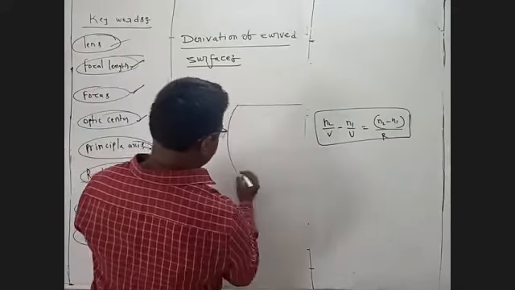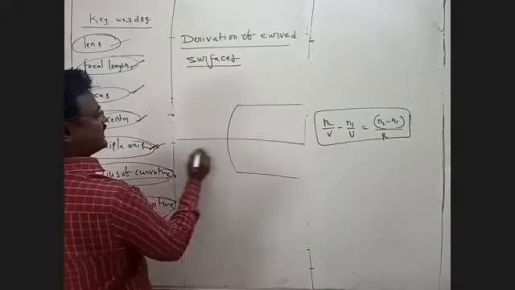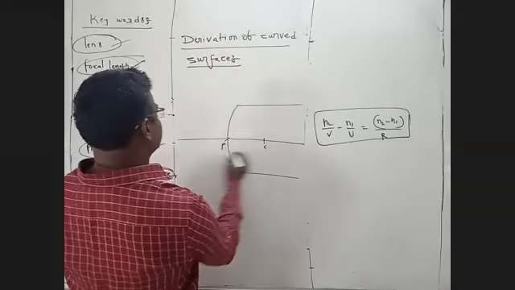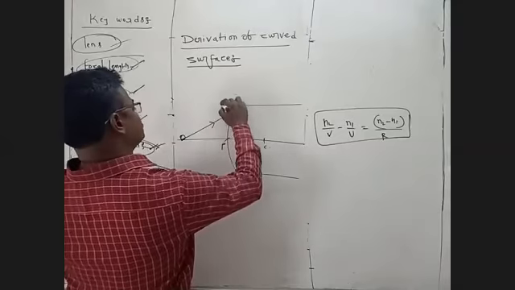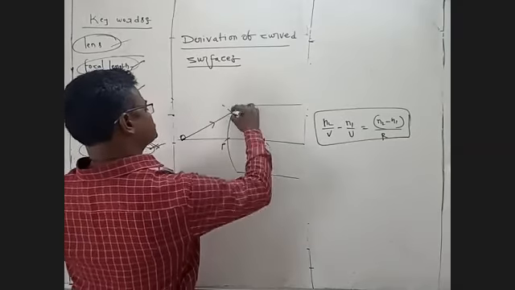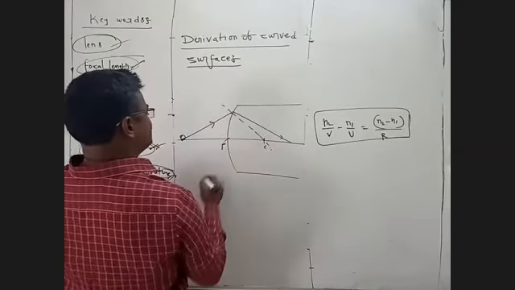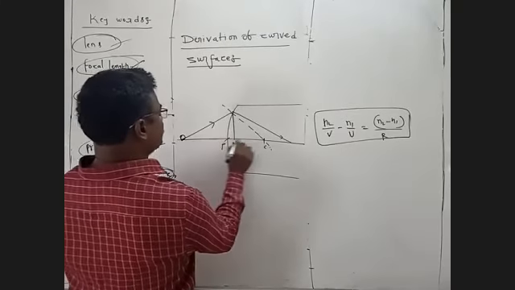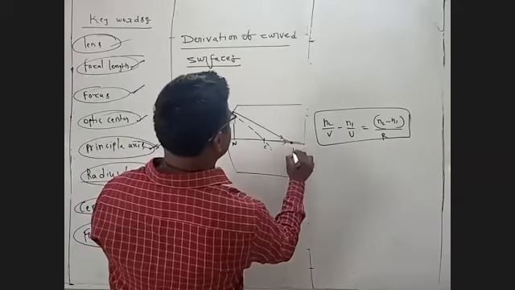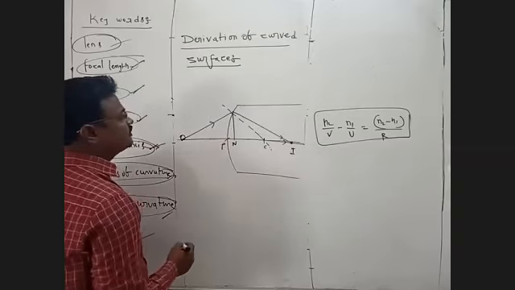This is a curved surface. Principal axis, object, center of curvature. The object is placed here and the ray strikes at this point. The normal is drawn here. This is the curvature at this place, and we draw the perpendicular. One more ray goes straight at this point. Here the image forms.